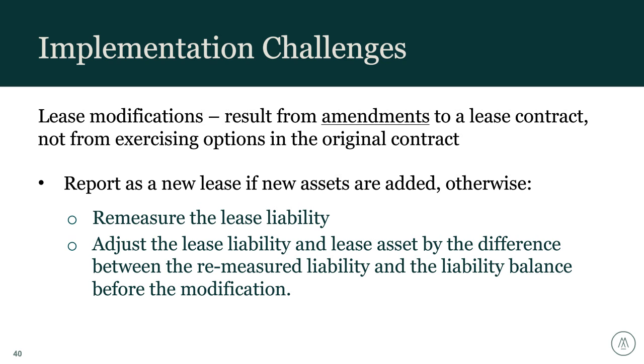Unless a modification is reported as a separate lease, a lessee should account for a lease modification by remeasuring the lease liability, and a lessor by remeasuring the lease receivable. Then you adjust that lease liability as noted on this slide and the lease asset by the difference between the remeasured liability and the liability balance before that modification was made.